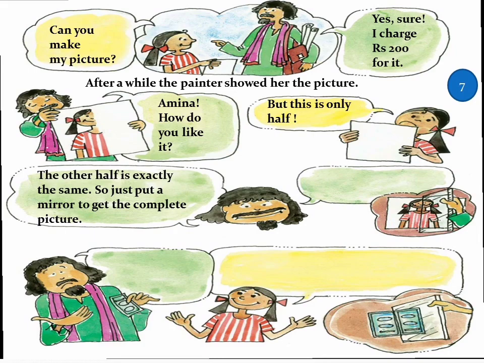So the painter replied that the other half is exactly the same, so you just put a mirror to get the complete picture. And he showed by putting a mirror also. Now can I have my money? Now he is asking for his money.